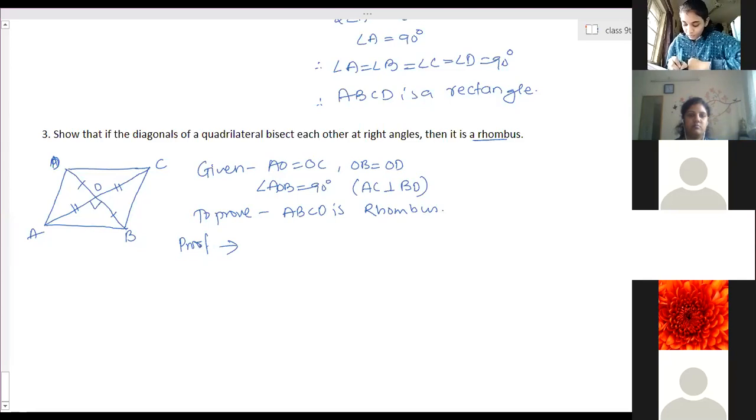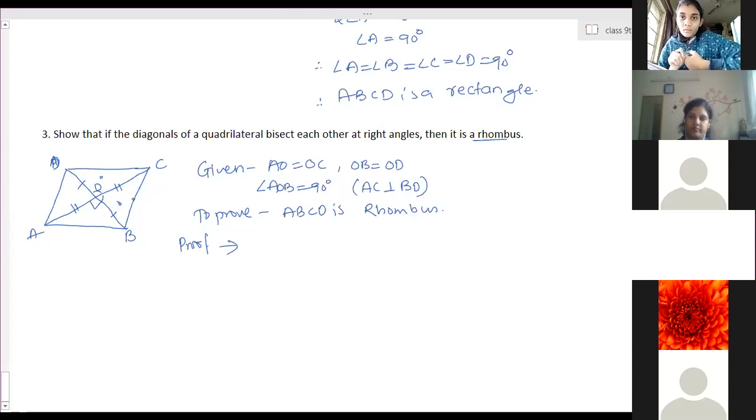In triangle ODC and triangle OCB, this and this triangle, OD equals OB, OC is common, and angle DOC equals angle BOC, 90 degrees. So both triangles are congruent to each other, by SAS. So by CPCT, DC is equal to CB.